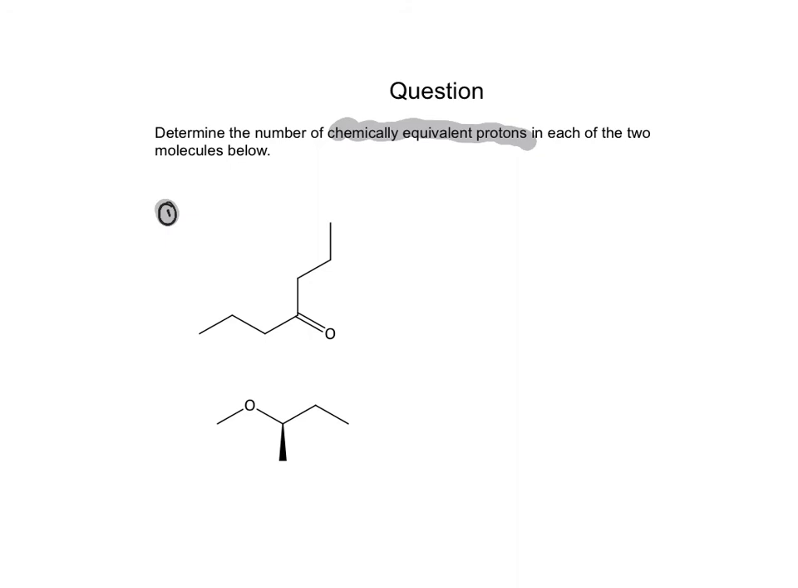So same exact type of idea. I'm going to start on the left-hand side. So we've got 3 methyl protons out here. So we already talked about how methyl protons are chemically equivalent with each other. So this will form our first set of equivalent protons, right? So we'll call these guys signal A.